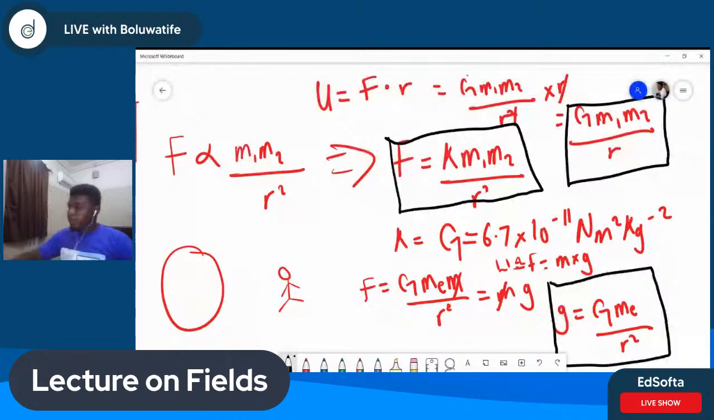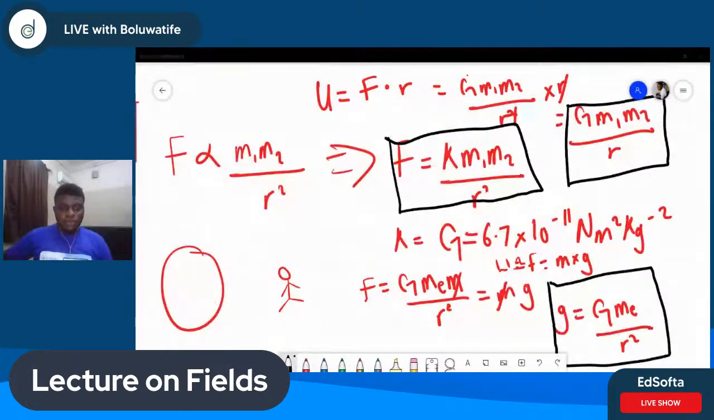Okay, so I think that covers everything we need to know on gravitational fields. Another thing to note is the motion of satellites. If you were to calculate the speed of a satellite orbiting around the Earth, it's pretty simple.